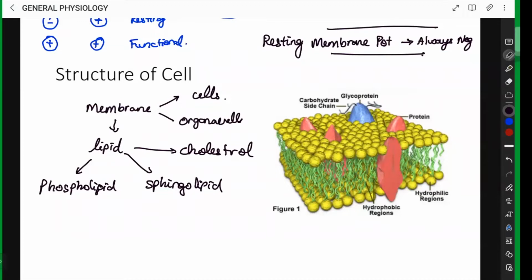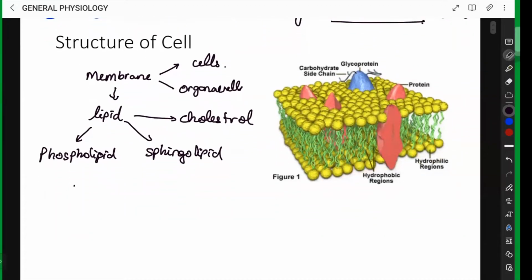And what is the composition? So your cell is going to be made up of, number one, protein. So what is the amount of protein which is going to be present? 55%.